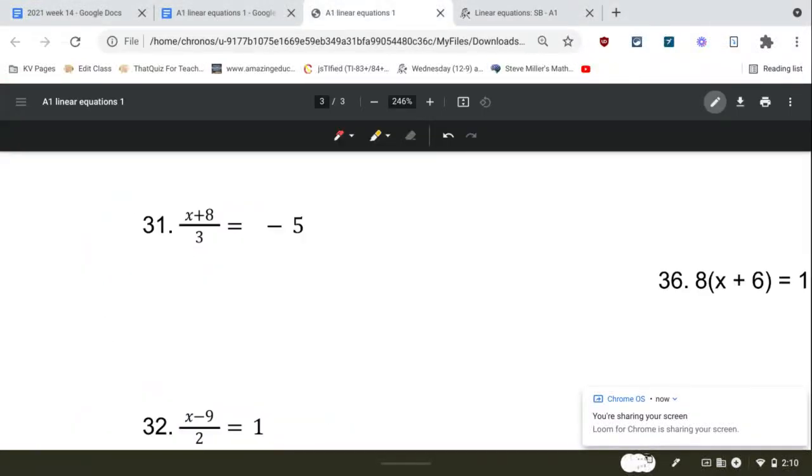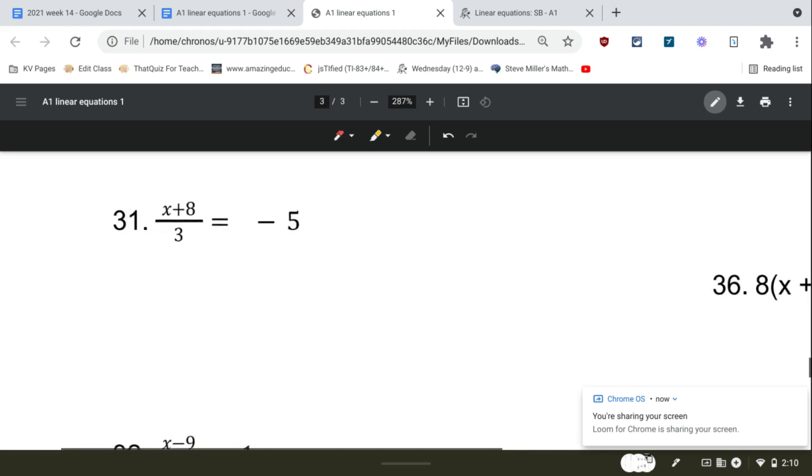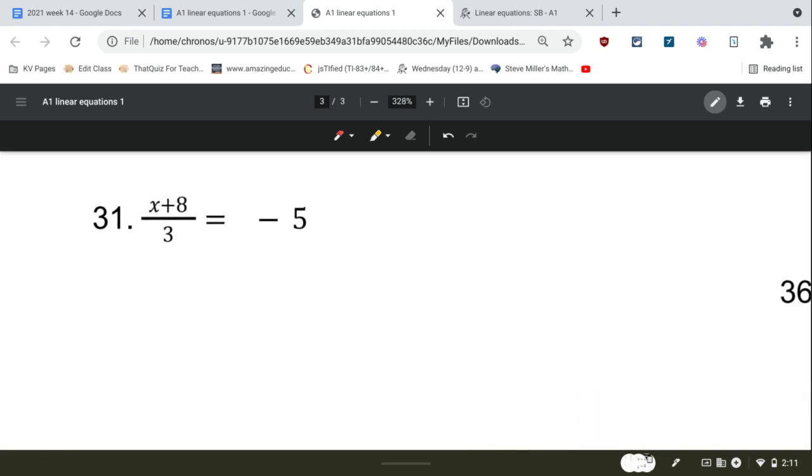All right, number 31. So for this one, I know I've got to cancel out the positive 8 and the 3, but the question is, which do we do first? The way I'm going to solve this one is I'm going to clear the denominator first. So times the whole equation by 3, or times both sides by 3, basically.